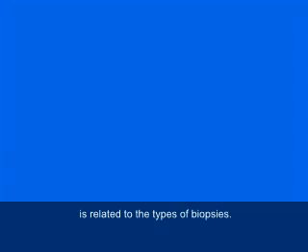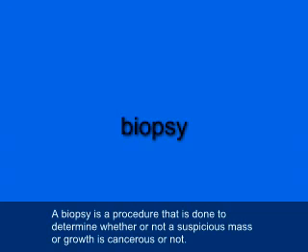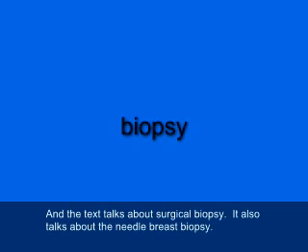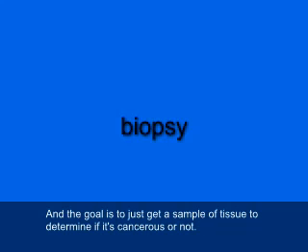Okay, and one other little bit of cancer or oncology related information that sometimes causes trouble is related to the types of biopsies. First of all, let's talk about what a biopsy is. A biopsy is a procedure that's done to determine whether or not a suspicious mass or growth is cancerous or not. And the text talks about surgical biopsy. It also talks about the needle breast biopsy. And the goal is to just get a sample of tissue to determine if it's cancerous or not.